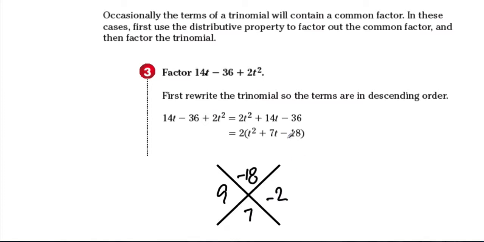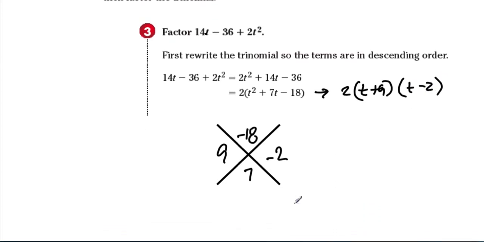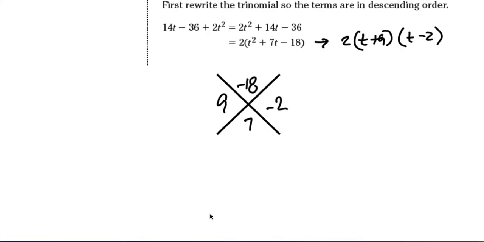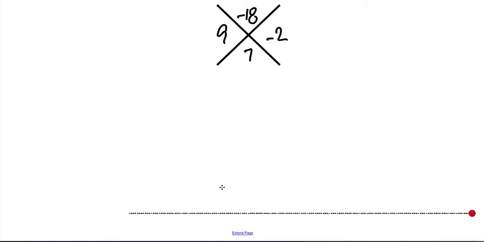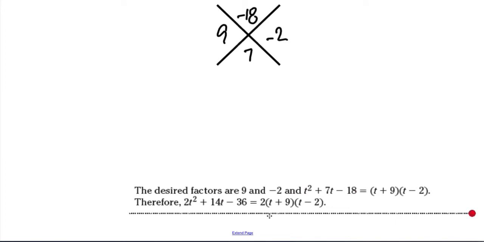So if you have 9 and negative 2, this will now become 2 times t plus 9 and t minus 2. So that is the factored form of 2t squared plus 14t minus 36. Okay, so that's the factored form of that. I can find it here. Okay, so the factored form is 2 times t plus 9 times t minus 2.